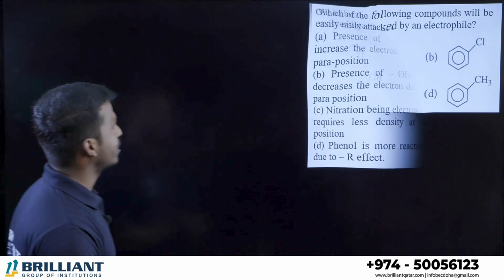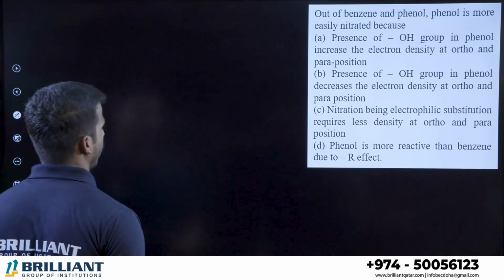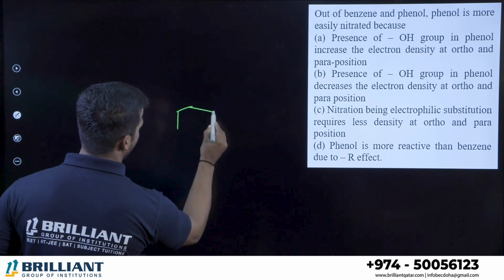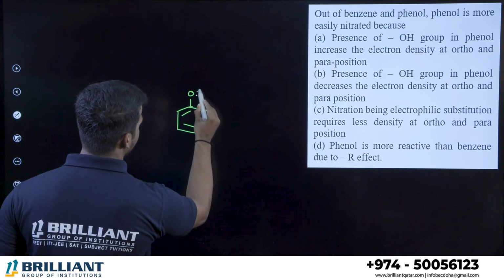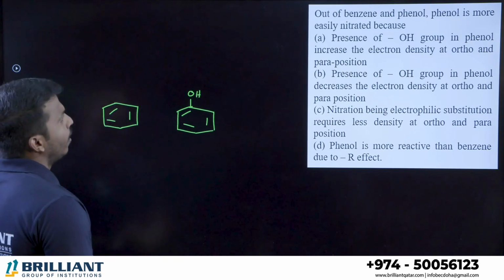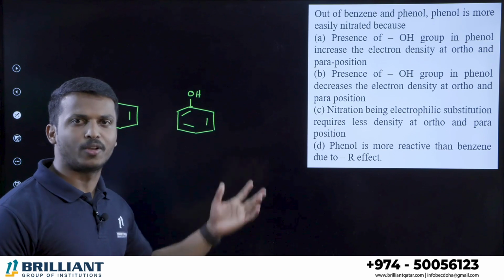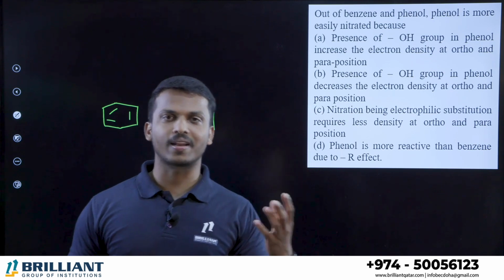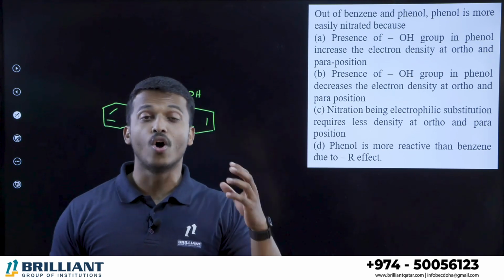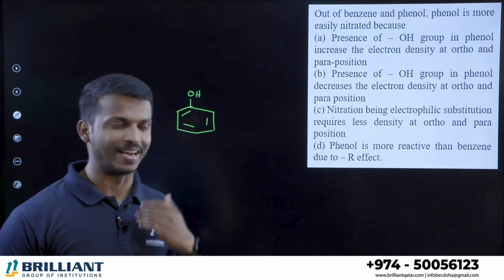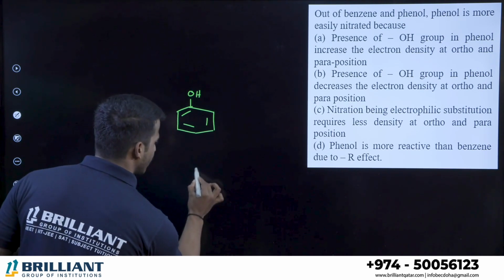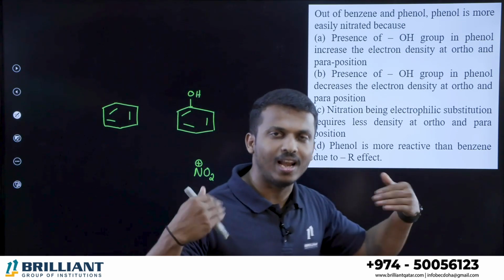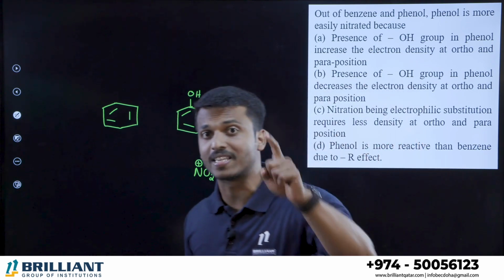Dear all of you, I'm going to the next question. Out of benzene and phenol, this is benzene and phenol, which is easily nitrated? You know what nitration is? Nitration, chlorination, sulfonation, Friedel-Crafts alkylation, Friedel-Crafts acylation, all are electrophilic substitution. Correct. During nitration, what is the upcoming electrophile? NO2+. Where can this NO2+ attack?